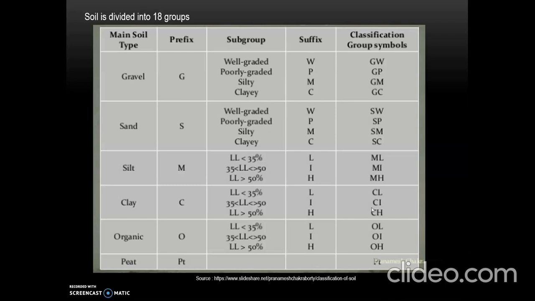low compressibility. CI represents clayey soil with intermediate plasticity and CH represents clayey soil with high plasticity. And OL stands for organic soil with low plasticity. OI represents organic soil with intermediate plasticity and OH represents organic soil with high plasticity. So we need to know how these soils are classified.